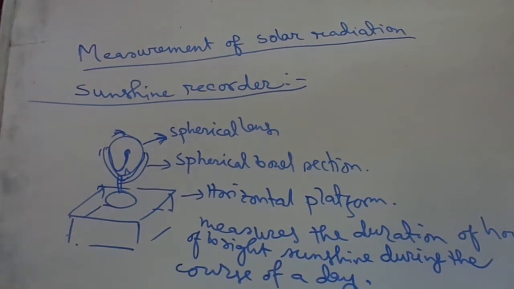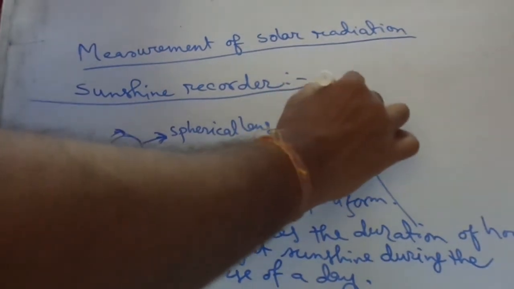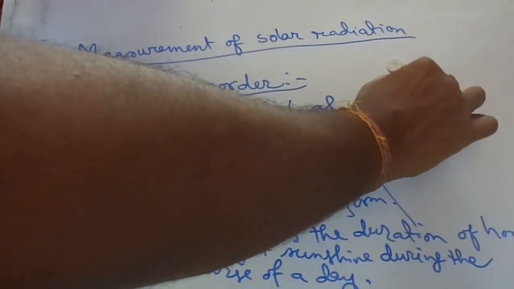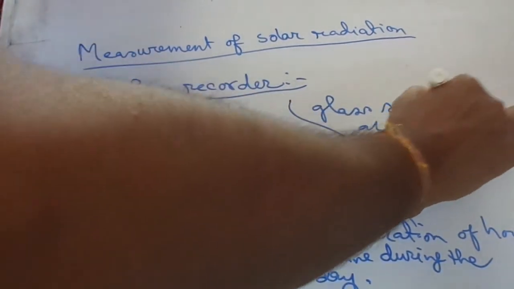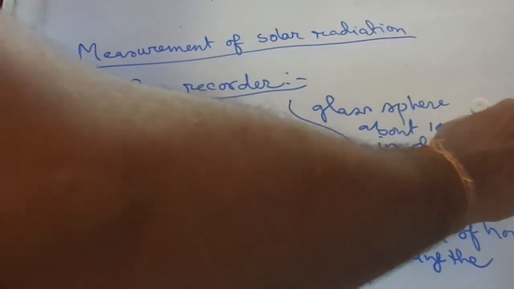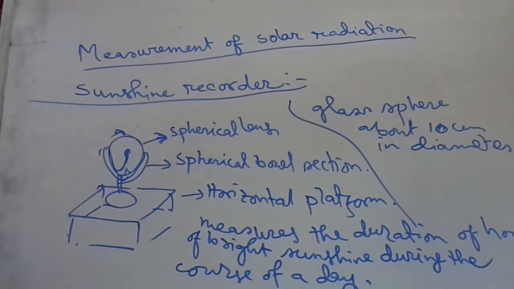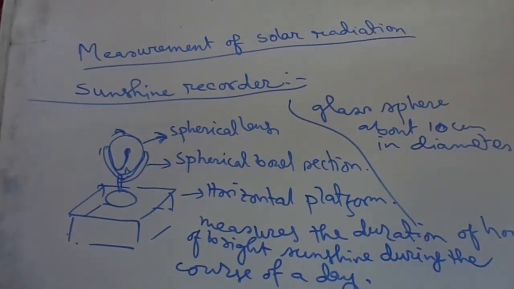Course of a day. It essentially consists of a glass sphere about 10 cm in diameter, mounted on its axis parallel to the earth within a spherical section.